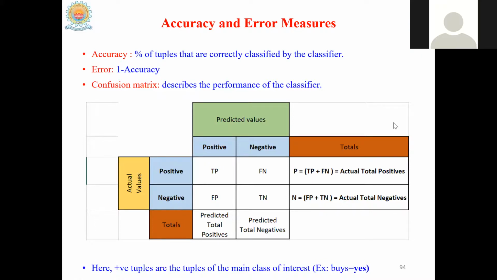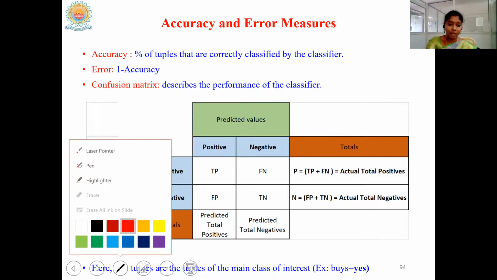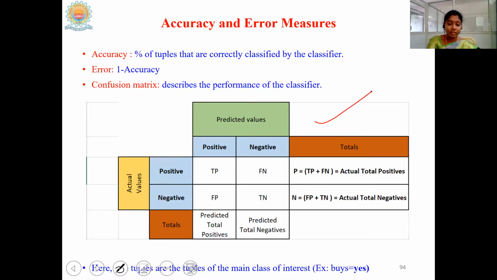Yes, accuracy and error measures. This is the confusion matrix. Let me just mark on it. This is the confusion matrix. Okay.